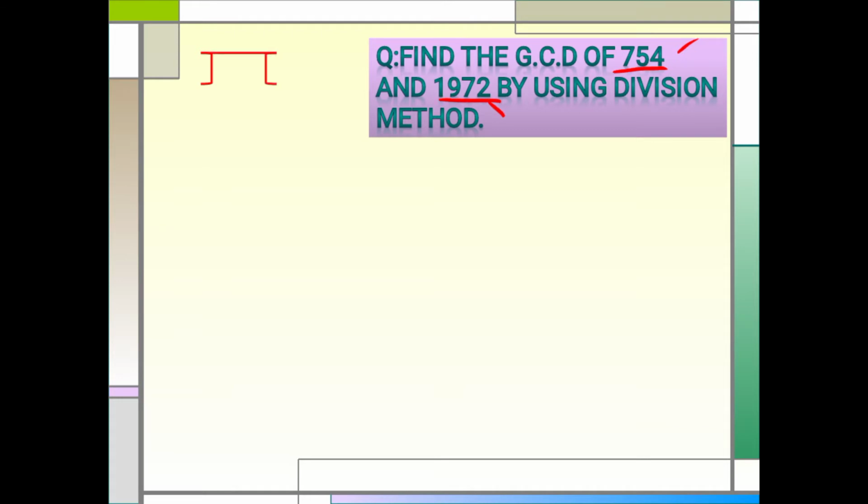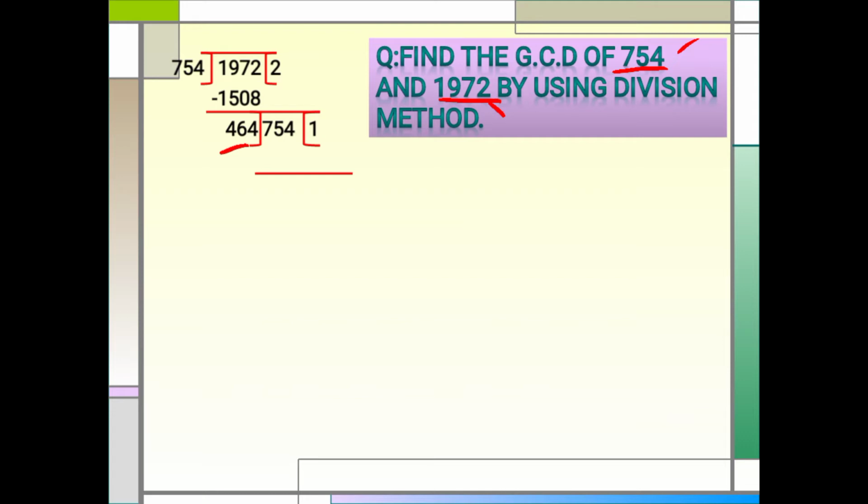Now you will solve it in this way. First of all, you will write your divisor and dividend. So 754 is your divisor and 1972 is your dividend. So when you are going to multiply it, 754 multiplied by 2 will become 1508, and after subtracting 1508 from 1972, what you will get? You will get 464.